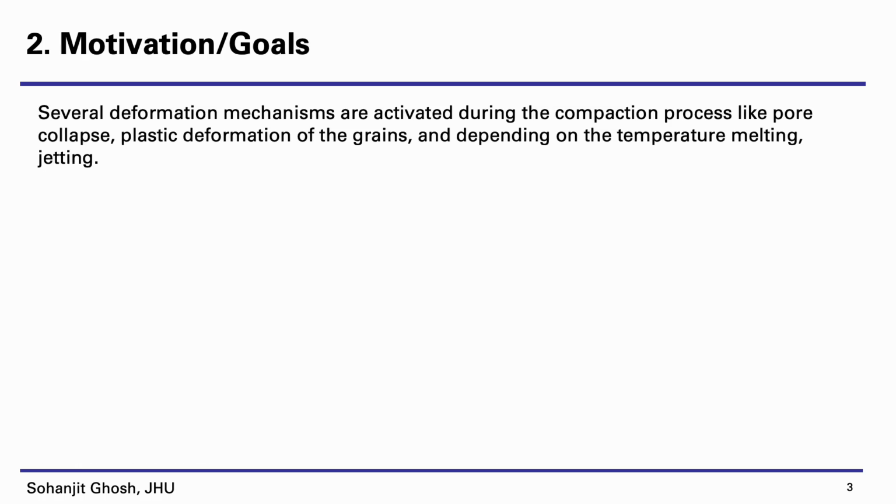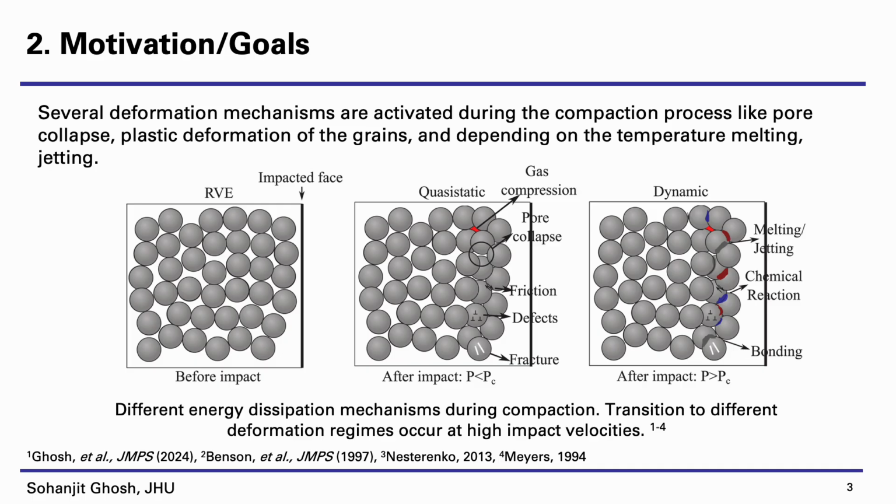So when we look at the region directly beneath the impactor or the projectile, it is almost like a uniaxial strain problem, and it is almost a planar impact. And different deformation mechanisms are activated. Things like, first, the pores or the voids between the grains collapse. It's also called pore collapse. There is frictional interaction between the grains. There are defects that are being generated for metallic grains. There is fracture for brittle grains, and as we go to higher and higher velocities we also have things like melting, jetting, chemical reaction between the grains, and bonding.